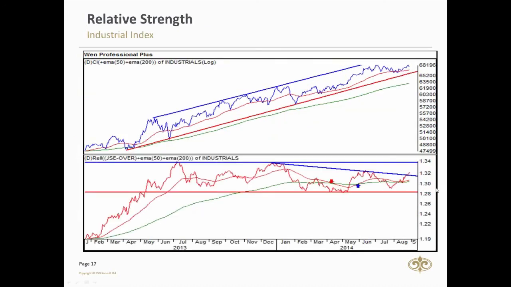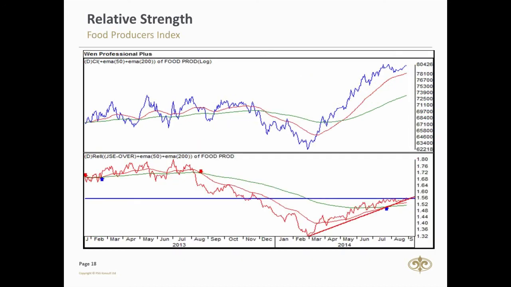On the industrial side, you can see there's a nice little up channel, and then we move sideways. On the relative strength indicator, we're breaking out above it. Within the industrial sector, the food producing sector, the food producers, the Astrals, Tiger Brands, etc., are doing very well. You can see how that's been running, also very, very bullish. Relative strength is starting to turn, and it's above the support trend line.